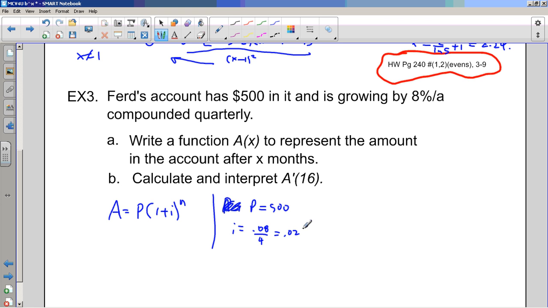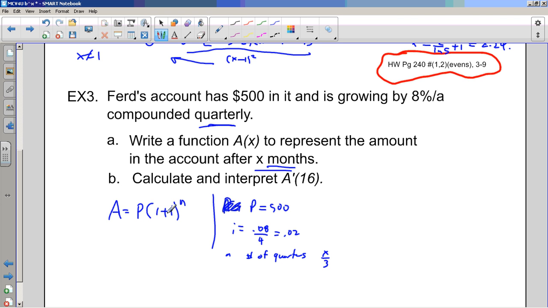But notice there is some nastiness now because x is in months. So how do I go from the number of months to quarters? Because n has got to be the number of quarters, right? Well, it doesn't take too much thinking: if it was 12 months, that's 4 quarters. Divide by 3 is how we get from months to quarters.